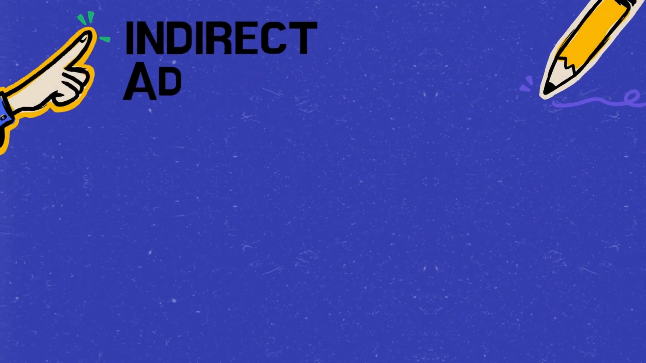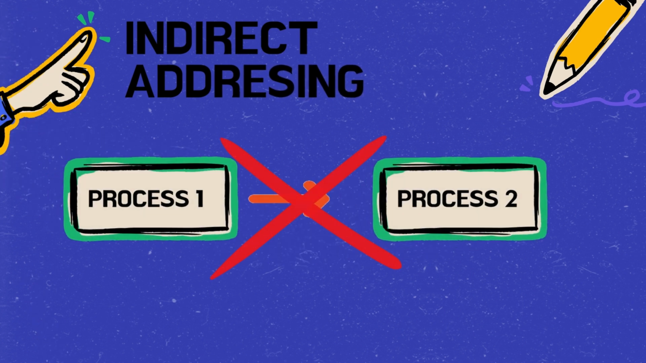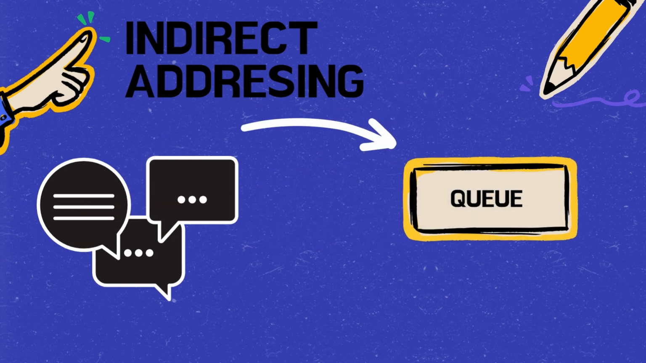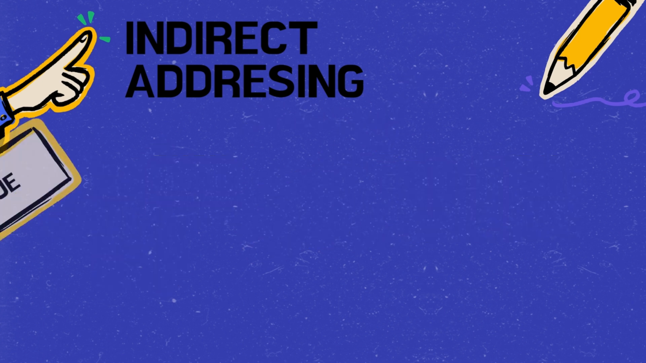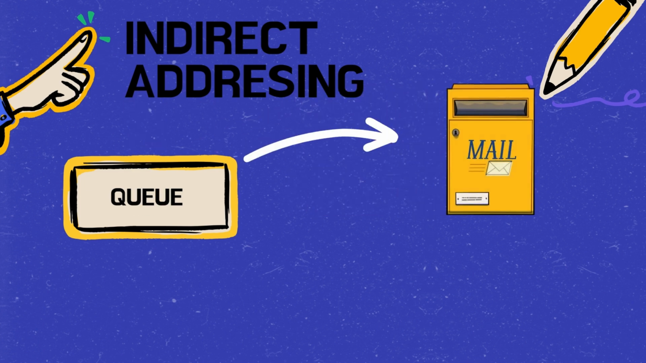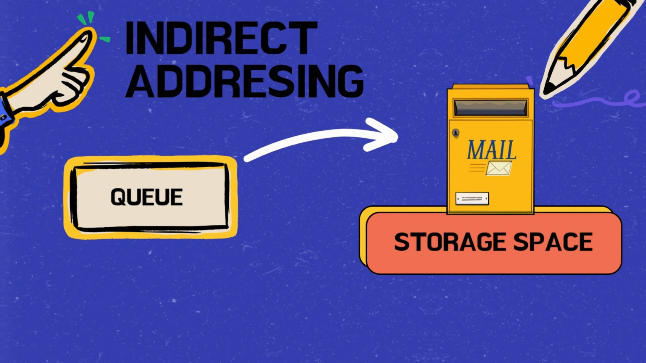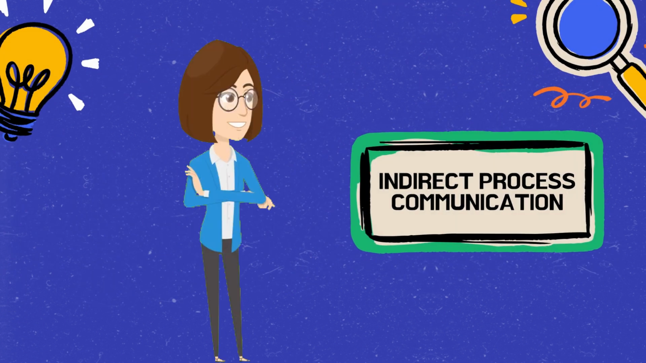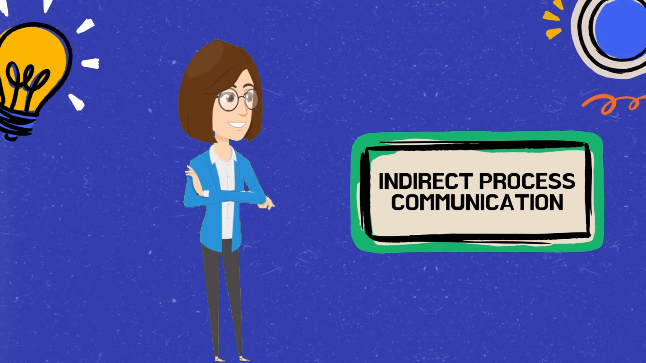In indirect addressing, messages are not sent directly from one process to another. Instead, they are sent to a shared data structure called a queue, which can temporarily hold these messages. These queues are also known as mailboxes. Think of a mailbox as a storage space where one process can drop off a message and another process can pick it up later. Next, we will see the four types of indirect communication.